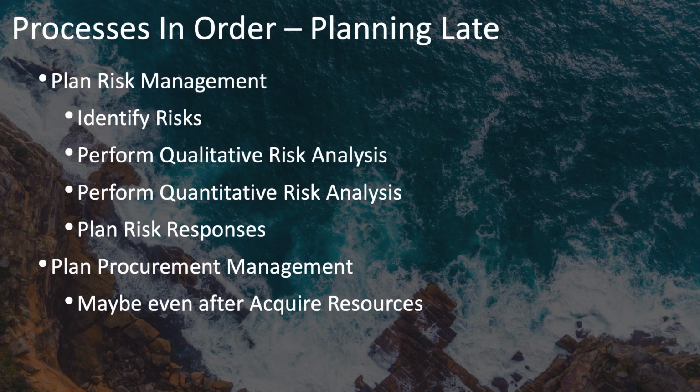Then comes plan procurement management. And in some cases, plan procurement management might even need to be done after acquire resources, which is part of the executing process group. But most of the time, you should be able to do it here at the end of your planning processes. But notice that this needs to come at the end because you'll need to identify and come up with risk responses that may affect how you approach procurement, including your procurement strategy, the contract type that you'll use, and so on.